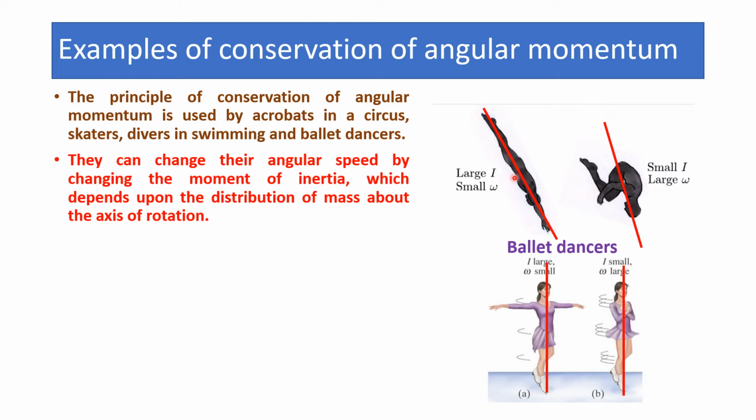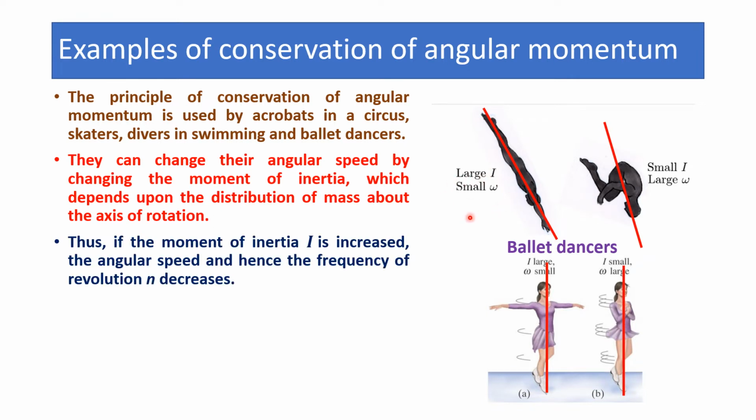Here, the red line is the axis of rotation. When a swimmer or diver stretches the body, the distribution of mass about the axis of rotation increases. Hence, the moment of inertia increases and the angular speed decreases. Hence, the frequency of revolution of the body also decreases.